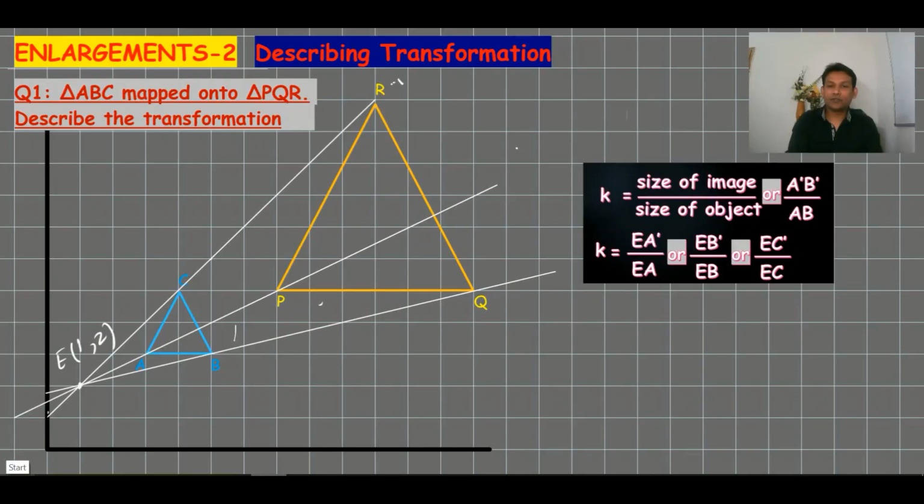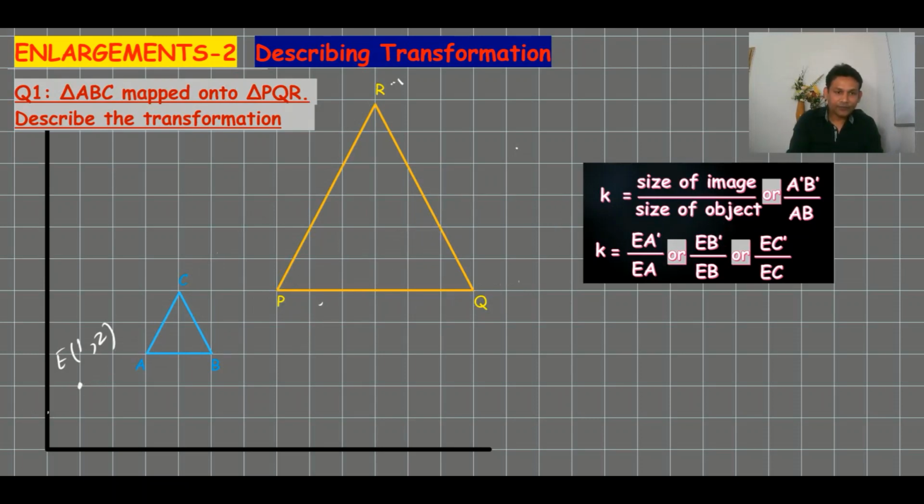So you have seen that we have to use any one of the formulas. Here the center is done, this is the center. Now I think this formula is easy to use here, because from the center we cannot find the distance diagonally or on an incline. So we are using this formula: the scale factor K is A dash B dash, what's the image, PQ, divided by the corresponding distance of PQ, which is AB. So I will write AB. So this is the way.